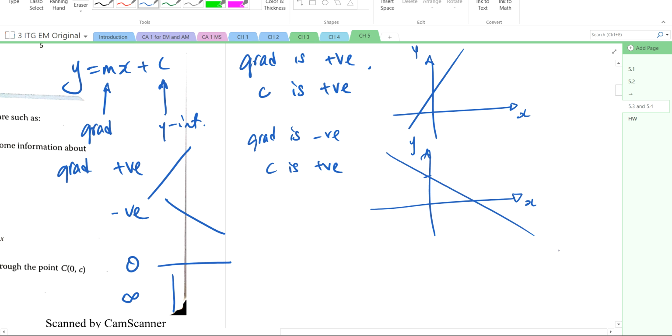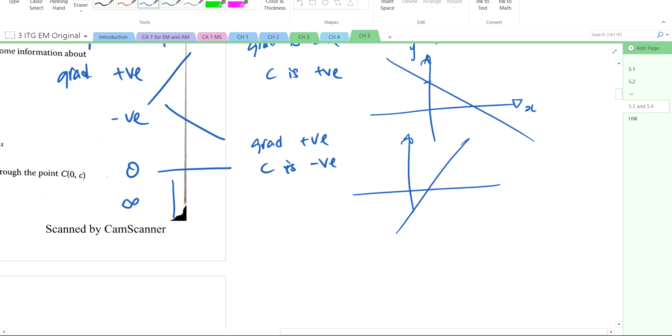No other option. Okay, gradient positive, c is negative. What does this look like? Below the x-axis. Like this? Okay, and we have just a few more cases. Gradient negative, c negative. What does this look like? Like this. So based on this, we can also tell where the graph will cut the x-axis based on our sketch.